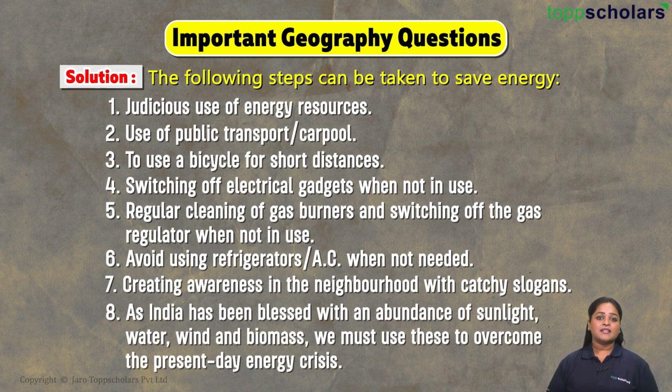Point 8. As India has been blessed with an abundance of sunlight, water, wind and biomass, we must use these to overcome the present day energy crisis.